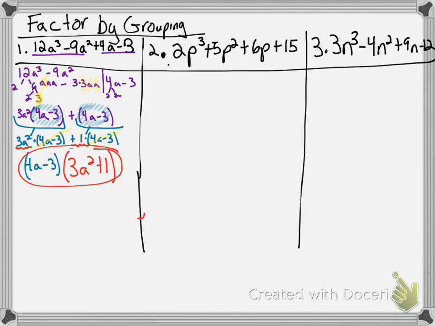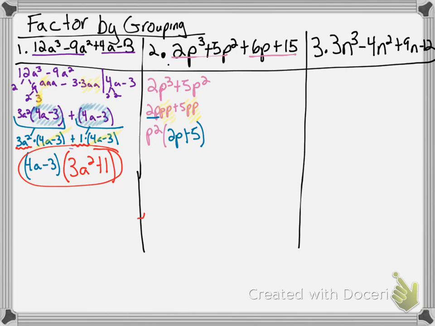So again, we're going to break this up into 2 parts. So here you have your first part and your second part. So we have 2p to the third plus 5p squared. We know 2 and 5 have nothing in common. They're both prime numbers. But here we have 2p cubed plus 5p squared. You see what's in common is our p's. We have 2 p's in each of them. So we can take out p squared, and we're left with 2p plus 5.